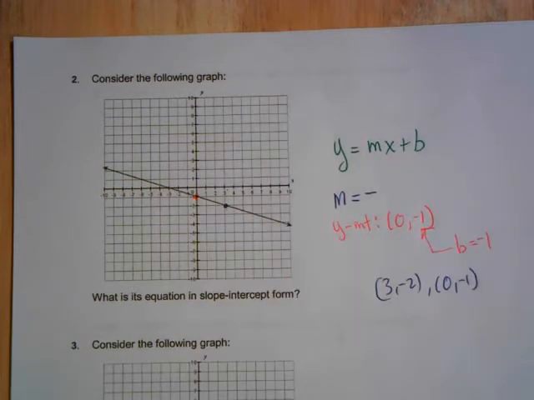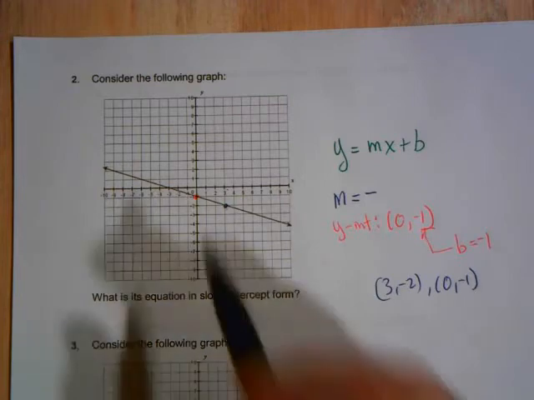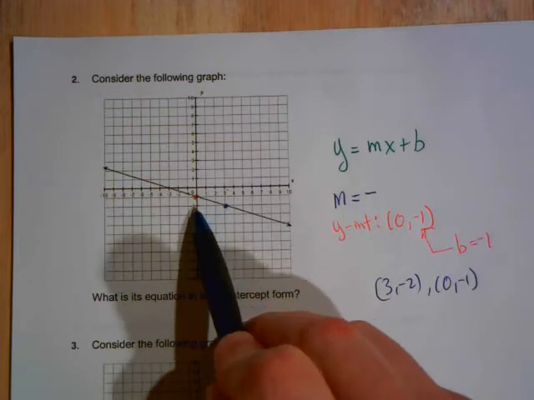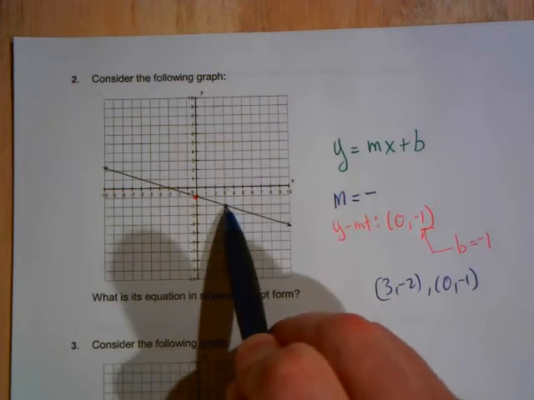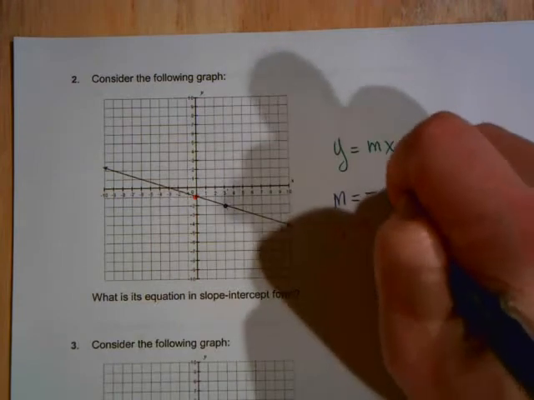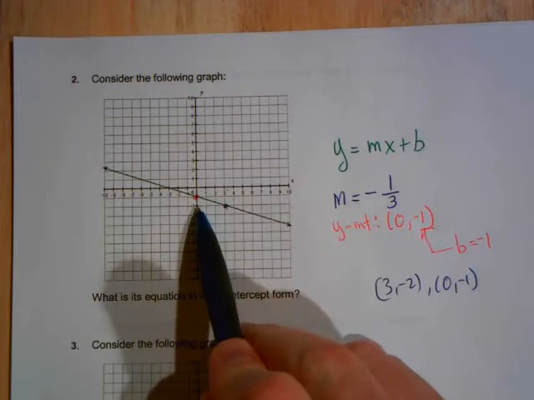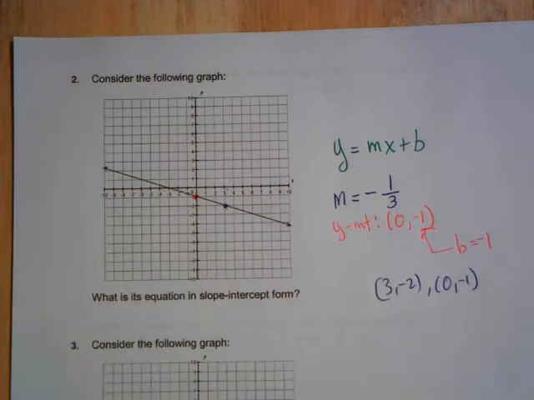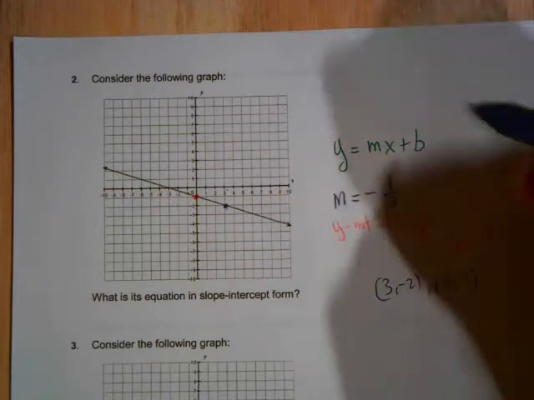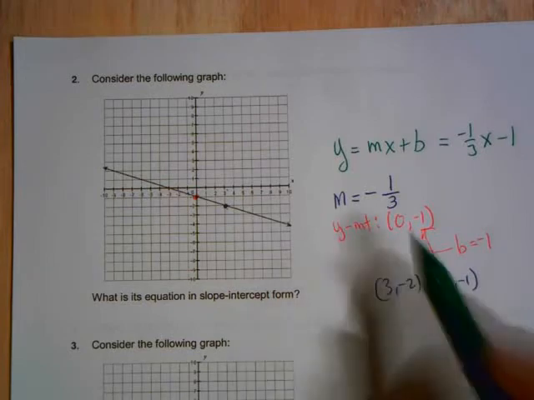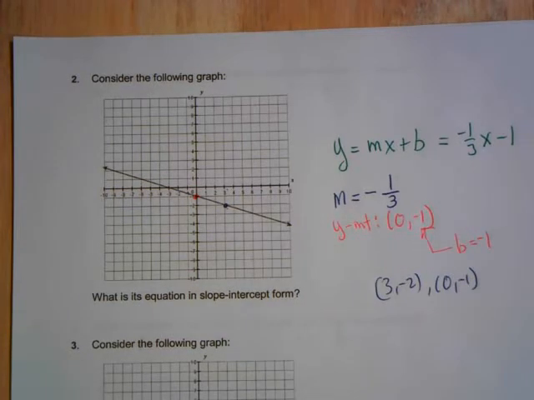And I could use my m equals y2 minus y1 over x2 minus x1 formula. Personally, I think that's a little bit too hard. All I do is this. I start here and I go to there. If I start here and go to there, I have to go down 1 and over 3. That tells me my slope is -1/3. -1 because I went down 1, right 3. So here's my answer. y equals -1/3 x minus 1. My slope is -1/3. My b number is -1. I simply plug them both in.